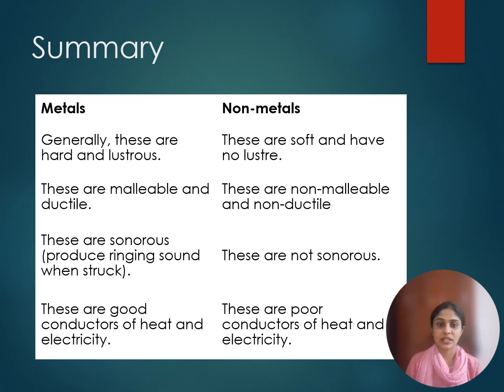Now let's summarize the main differences between metals and nonmetals. Metals are generally hard and lustrous. Nonmetals are soft and have no luster. Metals are malleable and ductile. Nonmetals are non-malleable and non-ductile. Metals are sonorous, producing a sound when struck. Nonmetals are not sonorous. Metals are good conductors of heat and electricity, and nonmetals are poor conductors of heat and electricity.